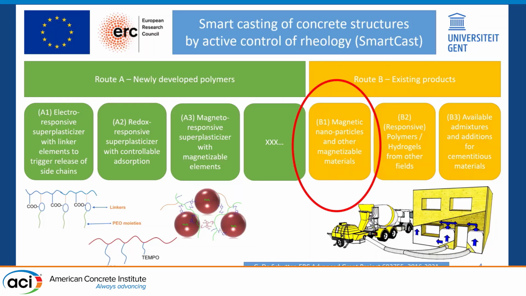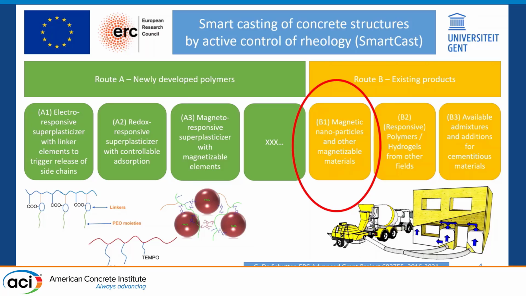And what I mean with active control is that once the concrete is already flowing, you give an external signal in some way to activate some particles or polymers in your concrete that give a certain response, and you change your rheology. And as I have a couple of minutes extra, I understood, maybe I can show.